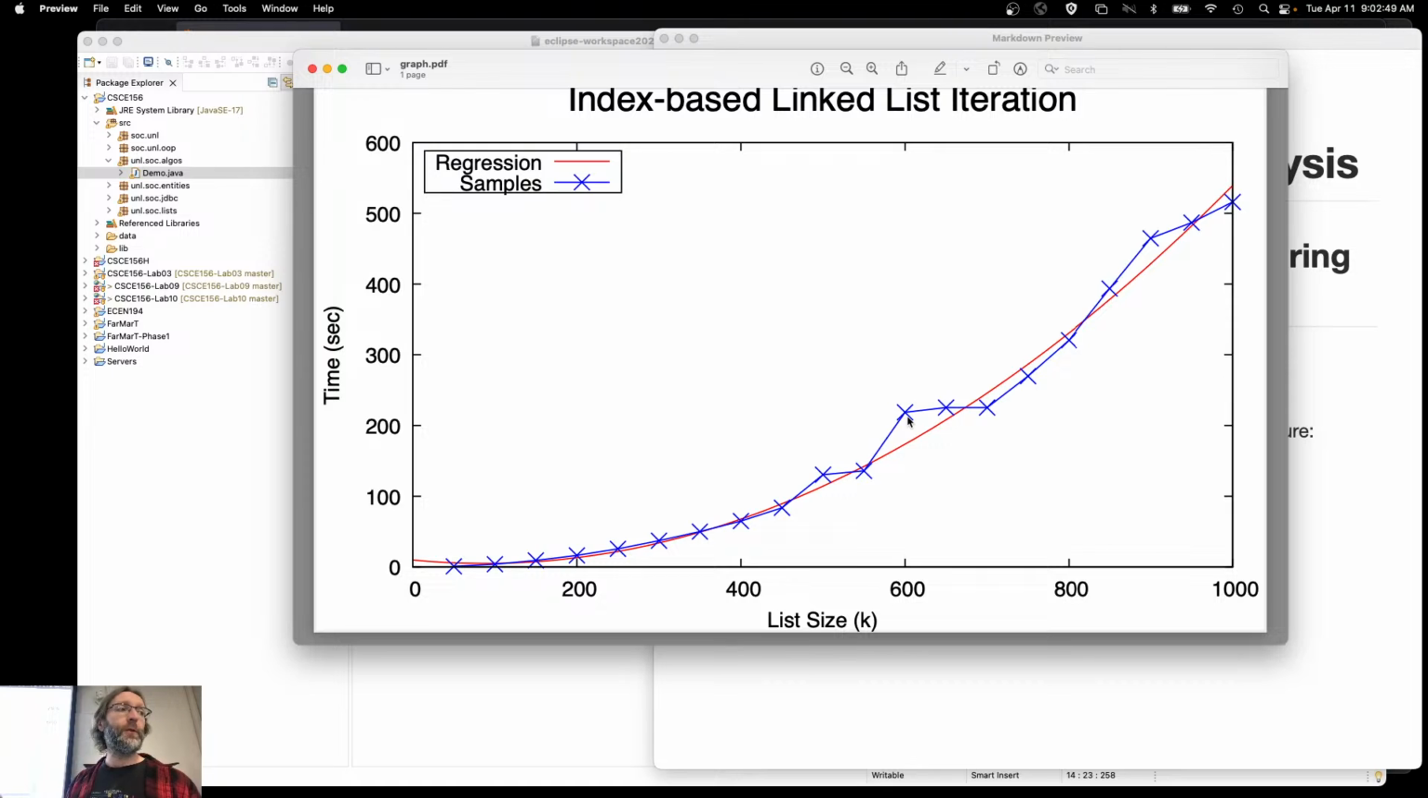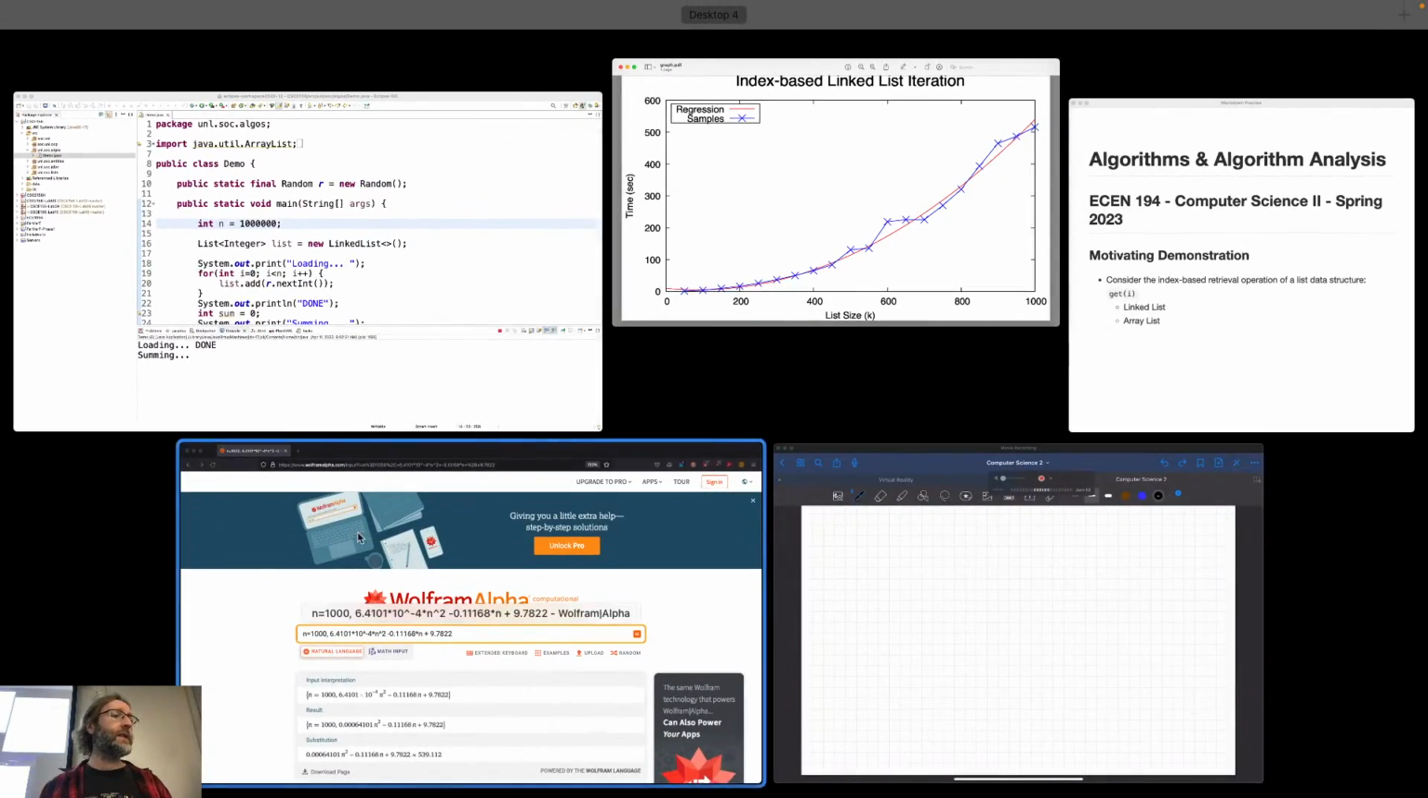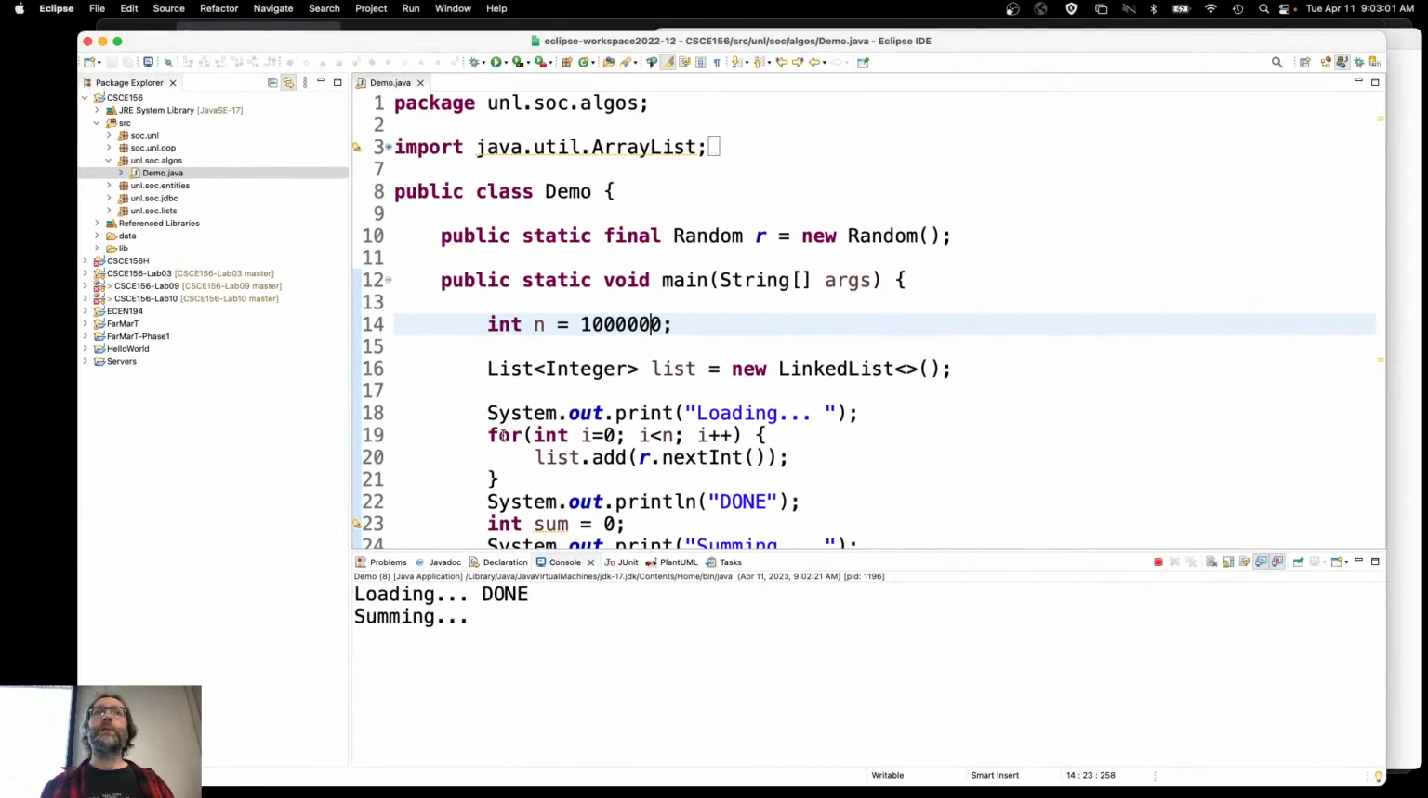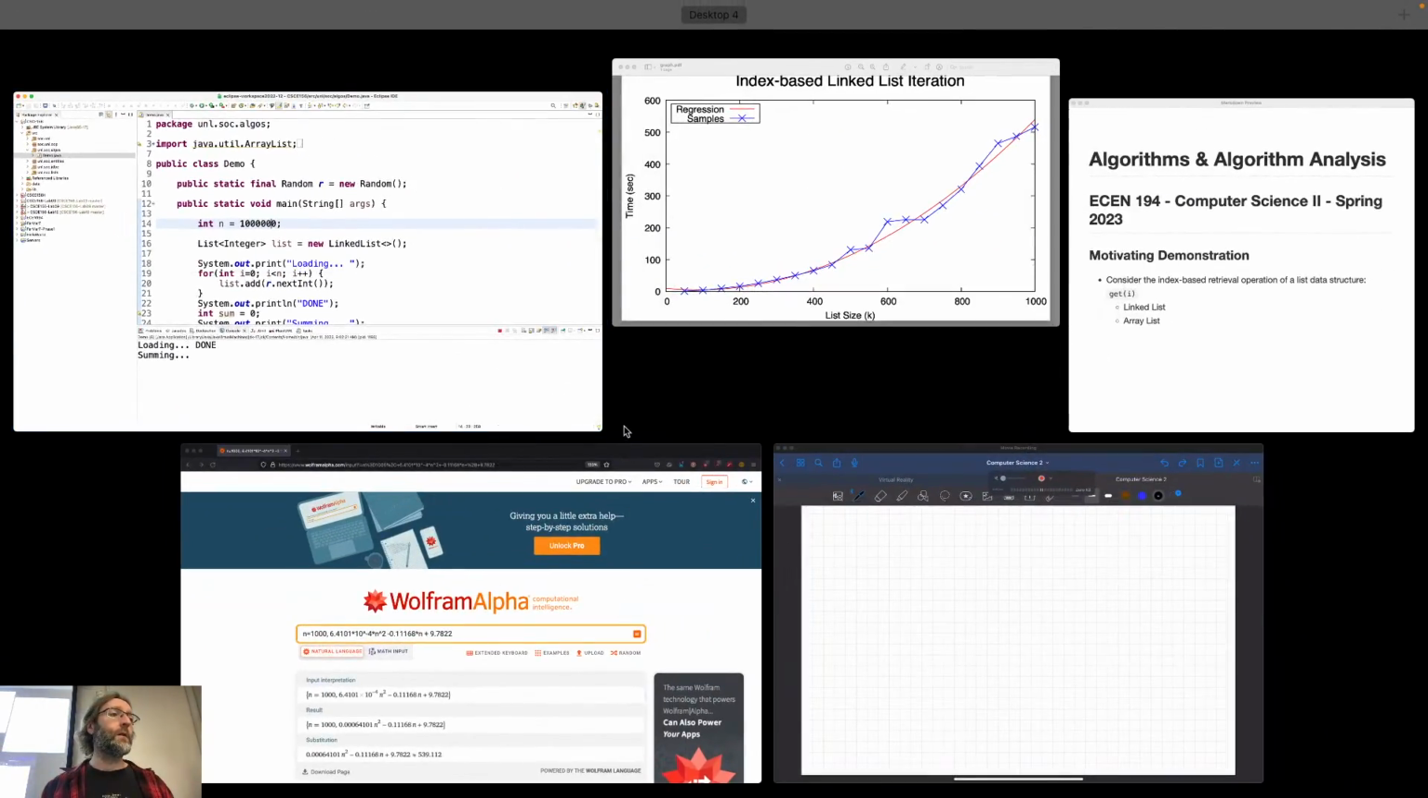And the blue samples are my times. When you get up here to 1,600,000, between 500 and 600, that's about 9 minutes. So if I let this go, it would be about 9 minutes, about what our prediction would be.